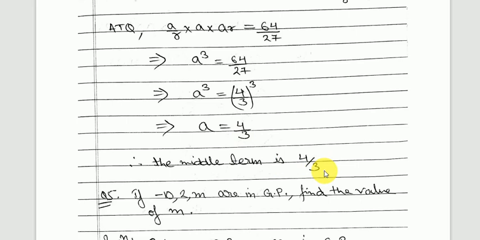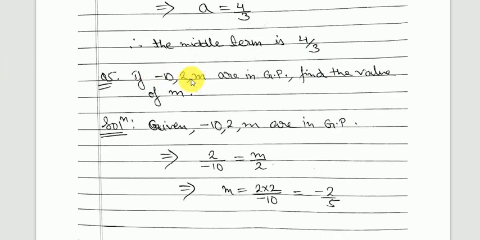Next: if minus 10, 2, m are in GP, find the value of m. They are saying that these three numbers are in GP, and we have to find the value of m. Since these three are in GP, 2 upon minus 10 is the common ratio, and m upon 2 is also the common ratio. That means 2 upon minus 10 is equal to m upon 2. Simplify this, and you get m equal to minus 2 upon 5.